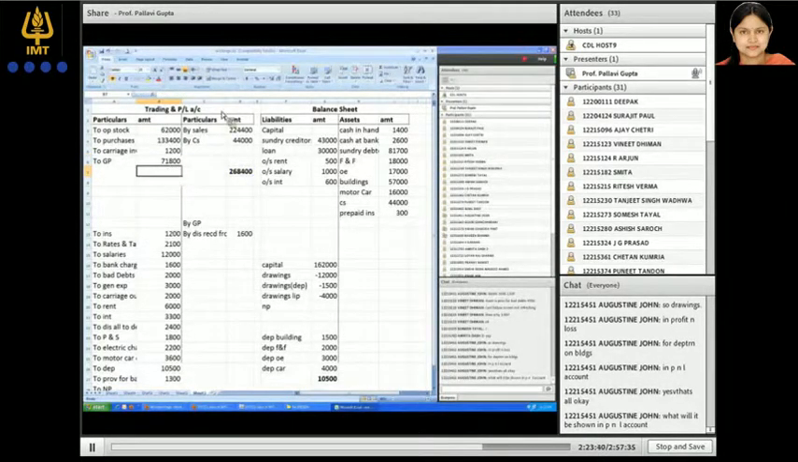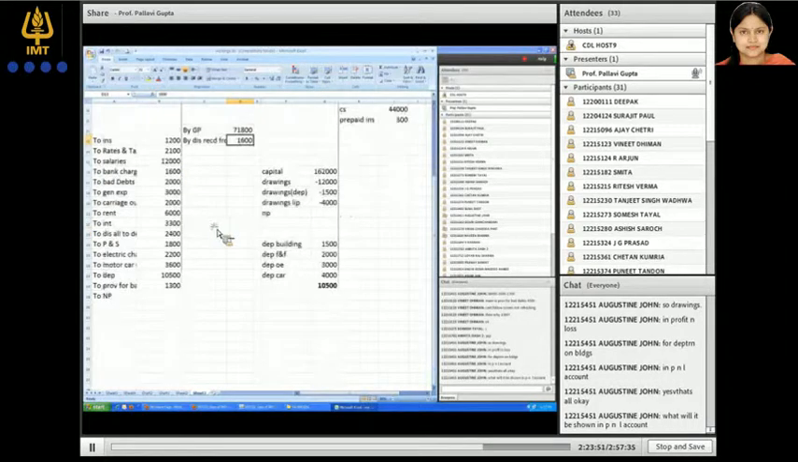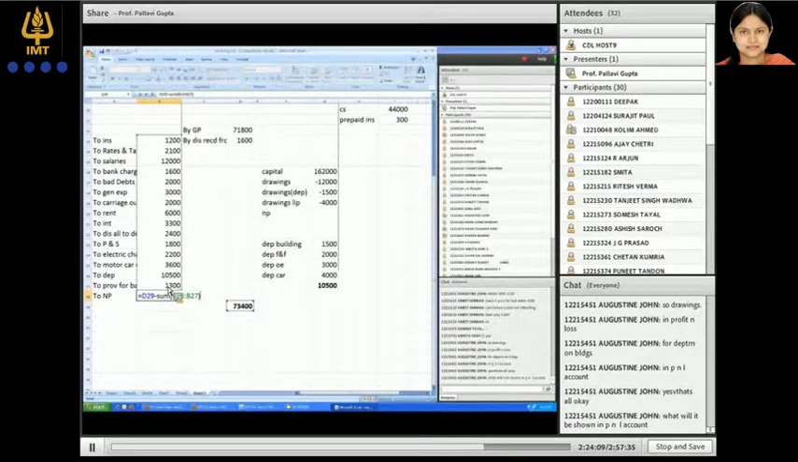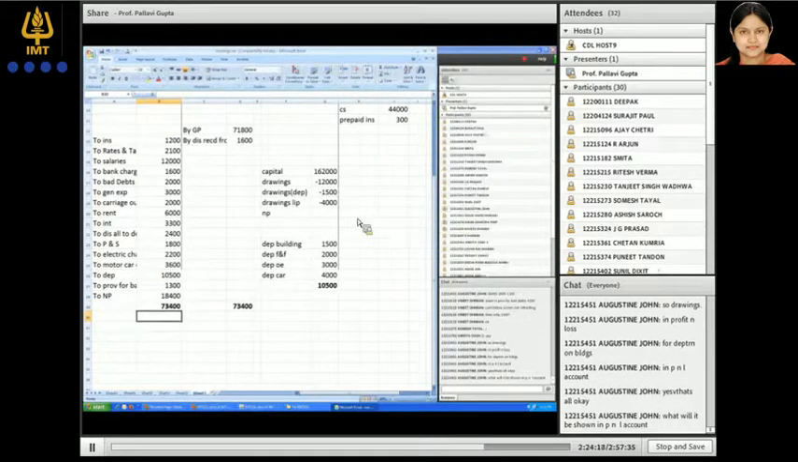So we are getting the GP here, 71,800. I will transfer this GP to the profit and loss account. Here I will make the total for the profit and loss account, and here I will calculate the net profit. Net profit would be the sum of the PL account minus the sum of all the items which are appearing here on the expense side, and I will total it. This net profit would be transferred to the partner's capital account.